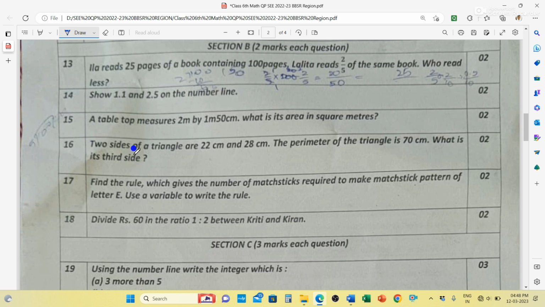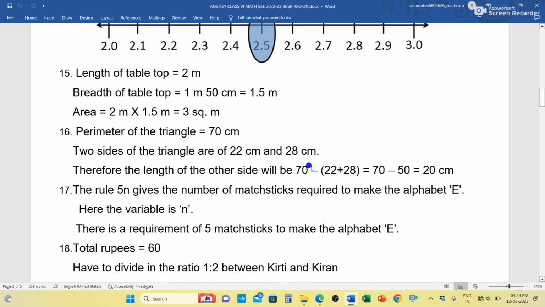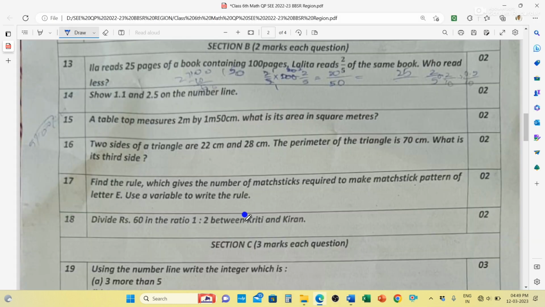Then two sides of a triangle are 22 centimeter and 28 centimeter. The perimeter of the triangle is 70 cm. What is its third side? You know, perimeter is the sum of all the sides. So here two sides are given. So in order to find the third side, you have to subtract the lengths of the two sides from the perimeter. So here perimeter is 70 cm. 70 minus 22 plus 28. You have to add both the sides that are given, then subtract from 70, that is from the perimeter. So 70 minus 50 equal to 20 centimeters. So the other side will be of 20 centimeter.